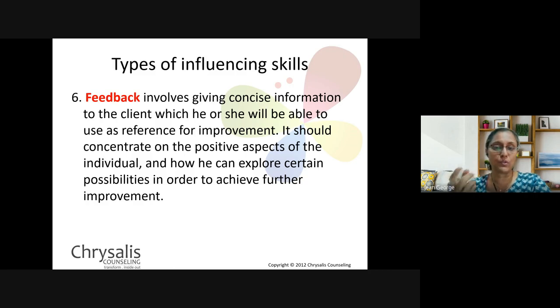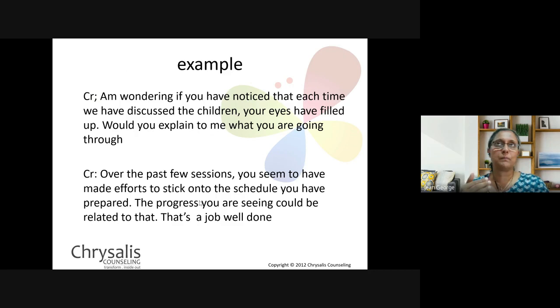So it's a powerful technique, because counselees hear things about themselves. They are able to see the way that others perceive them, which they may or may not have considered. Now, when you're doing feedback, it should concentrate on the positive aspects of the individual and how you can explore even better possibilities for greater improvement. It's not something that you would give as negative feedback, right? Like saying, "You're so jittery," or "You're so anxious," or "You seem to be very scattered. You don't have a time schedule." That kind of feedback can feel very judgmental. But when you are seeing some form of improvement, it actually helps to boost your counselee.